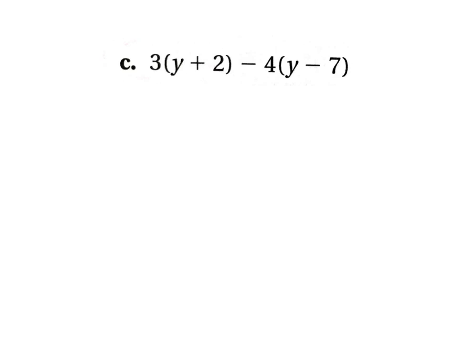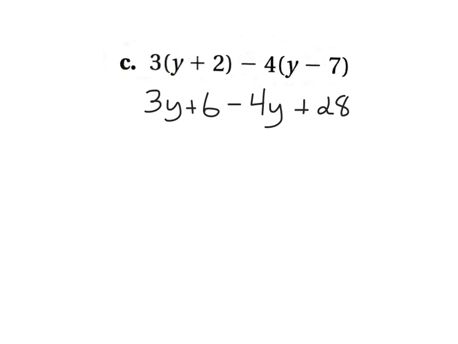The one for simplify, no numbers to plug in this time. This is distributive property like we talked about yesterday. If you distribute the 3, you get 3y plus 6. Be very careful with the minus 4. It is a minus 4, which means it's going to change the signs. So I'm going to make that minus 4y and a plus 28.